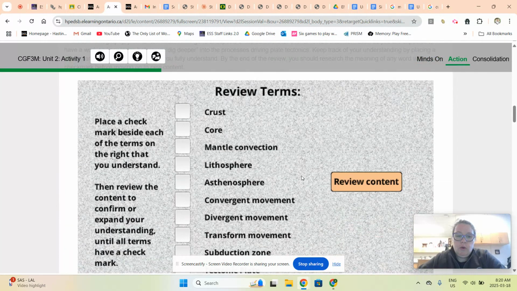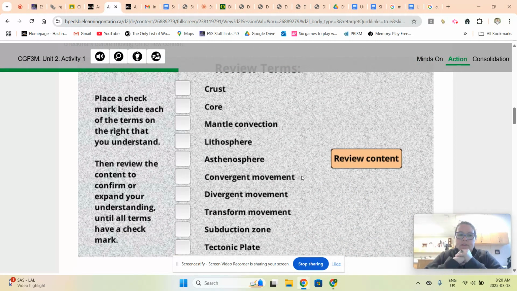So terms to remember. Crust. These are the layers of the Earth that we're doing right now. So crust, the outer layer, what we sit on now as land masses. The core, the very center of the Earth. The mantle, that is, so the core can be split, if you remember correctly, into inner and outer. But for the sake of this course, we don't need to be that detailed. It's just the core. The mantle, and specifically here we have convection.